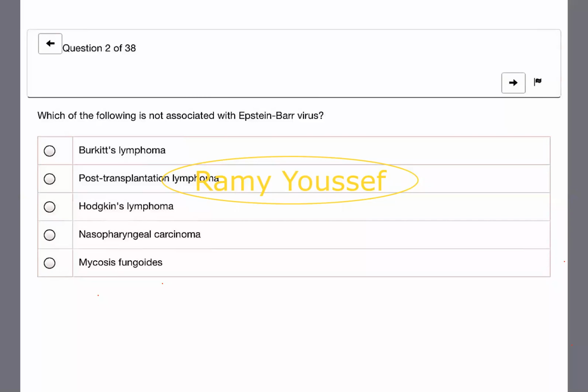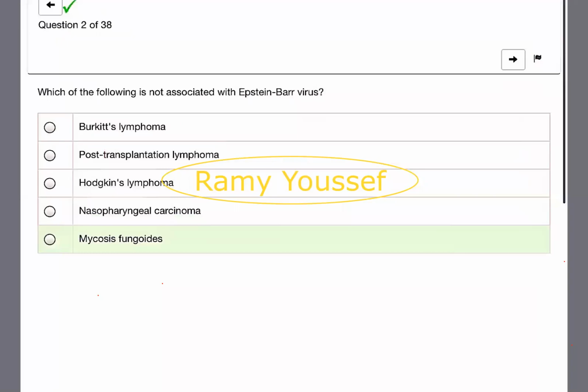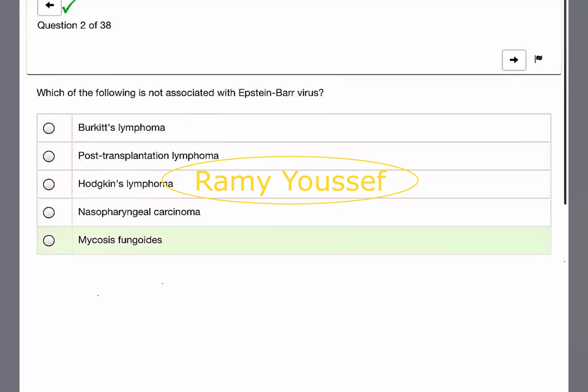I think it's easy now. As I told you, it's a table you have to put in your mind and know by heart, all the diseases, because he will tell you "except of", so you have to know all of them.